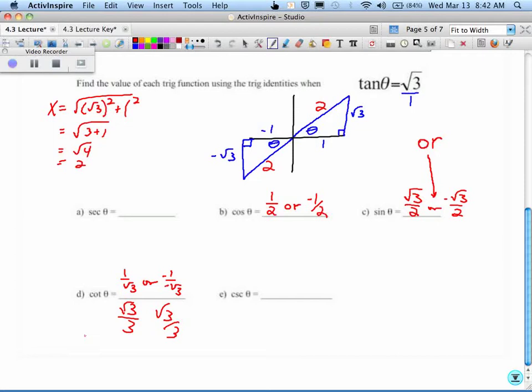Did you just write one answer? Yeah, 1 is fine. How about secant? Which one do you do the reciprocal of? Cosine. So I just bring these answers over. What happens? 2 over 1, it's 2, or 2 over negative 1, so it's 2 or negative 2. And cosecant.